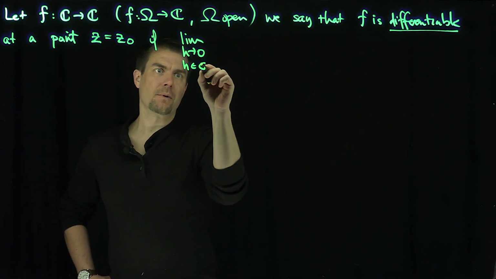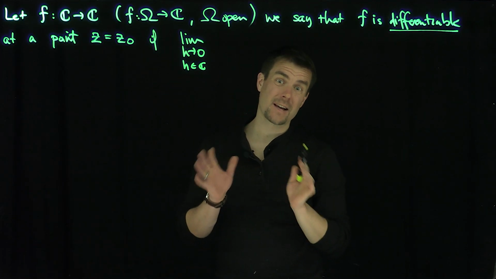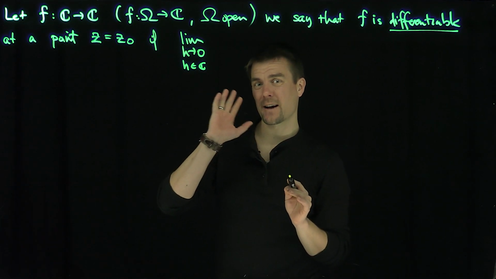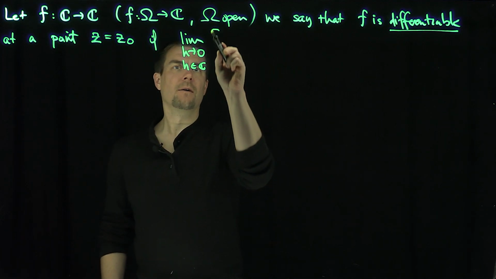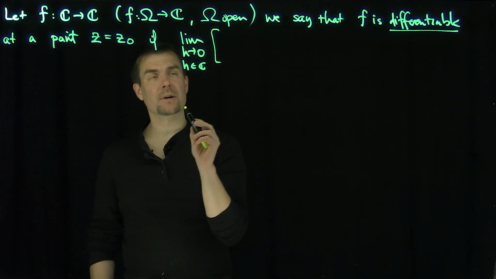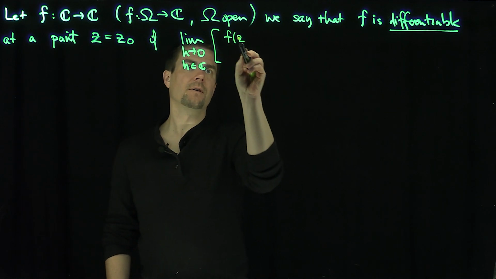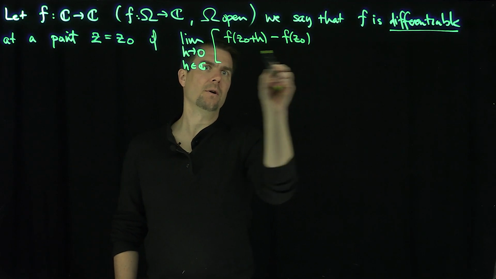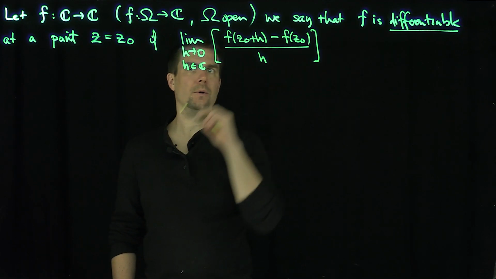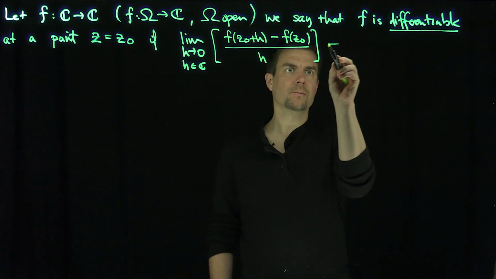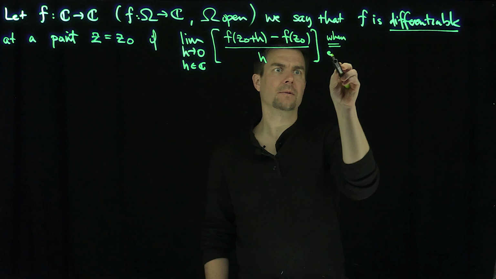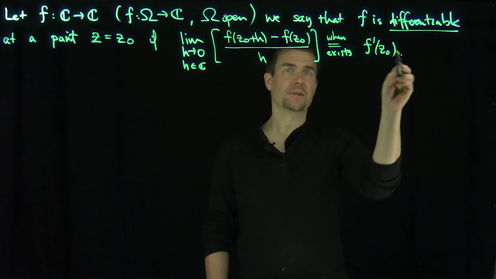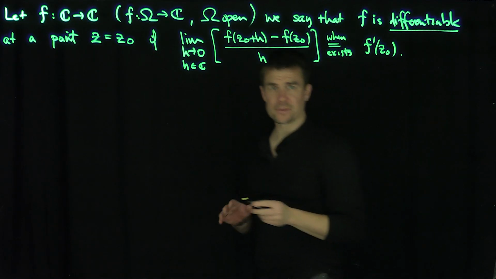Here h is a complex number, so this is a limit as h goes to 0 where h can be any complex number you want, which means that this is a two-dimensional limit, not a one-dimensional limit. It is the limit as h goes to 0 of f of z0 plus h minus f of z0 over h. That looks like our ordinary difference quotient. When this limit exists, we say that it is equal to f prime of z0. Easy enough. Let's see some examples of this.